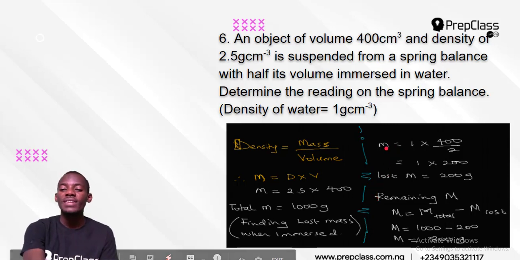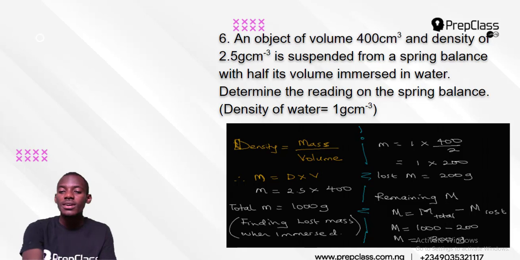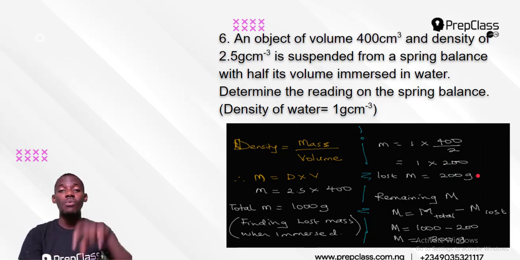So we will find the new mass, and now this is 1. How did I get a 1? Because that is the density of water. The substance naturally in the air was 1000 grams, but when it was immersed in water, what will be the new mass? First of all, the formula for mass is density times volume. We have said that from the beginning. Now, the density of water is 1 gram per centimeter cube. Then my volume is now halved, that means divided by 2, 400 divided by 2, and that makes 200. So 1 times 200 gives me 200 grams. So the lost mass, when it was immersed in water, is 200 grams.